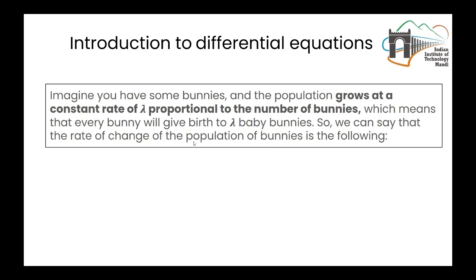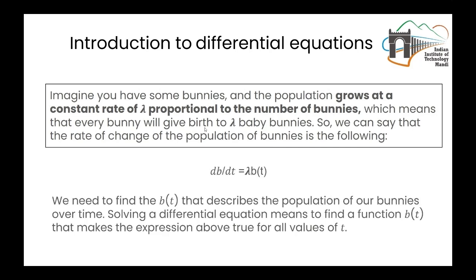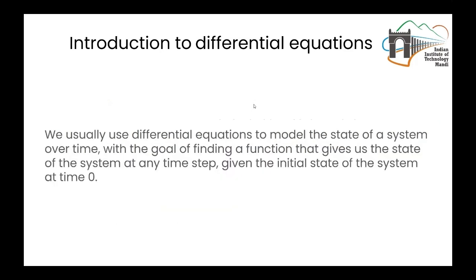So, what we can do here is convert this problem of the state of the system into a mathematical problem, which can be written with the help of a differential equation as dB/dt = λB(t). With the help of this mathematical expression, we can solve this state of system problem. So, what we get from here is that a differential equation can be used to model the state of the system.